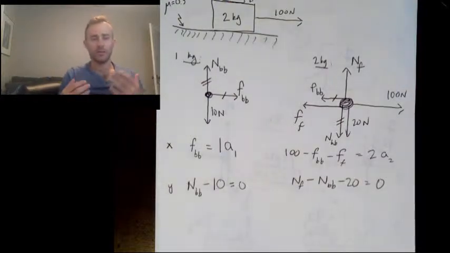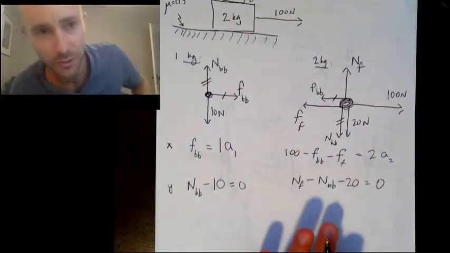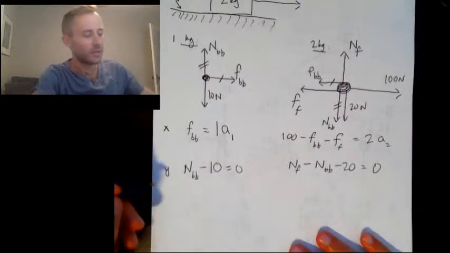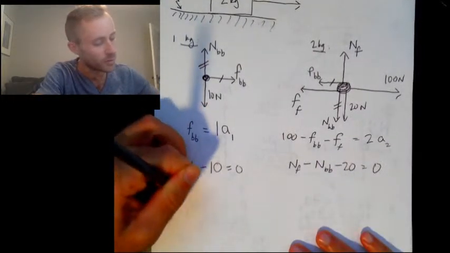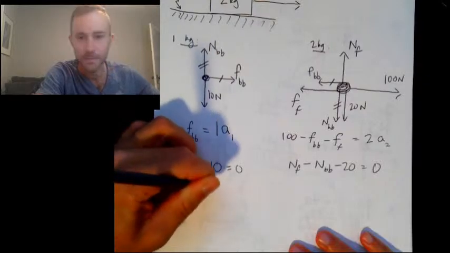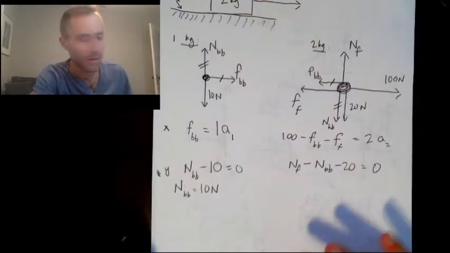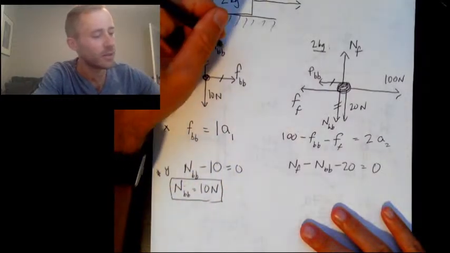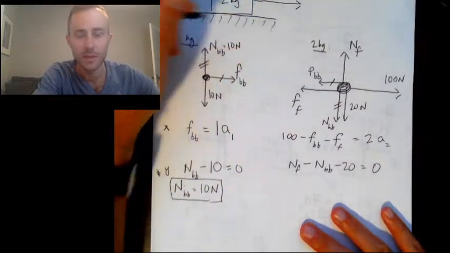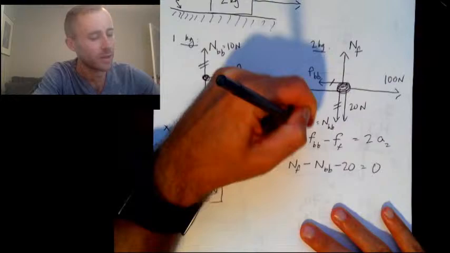So now I got to solve all these equations. Okay, this one I can see is really simple. It just says normal force between the blocks is 10 newtons. Okay, so this is 10 newtons. This is 10 newtons.